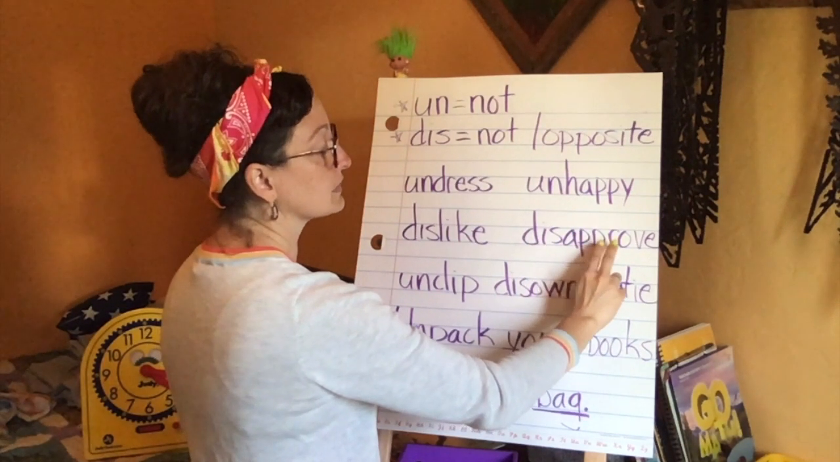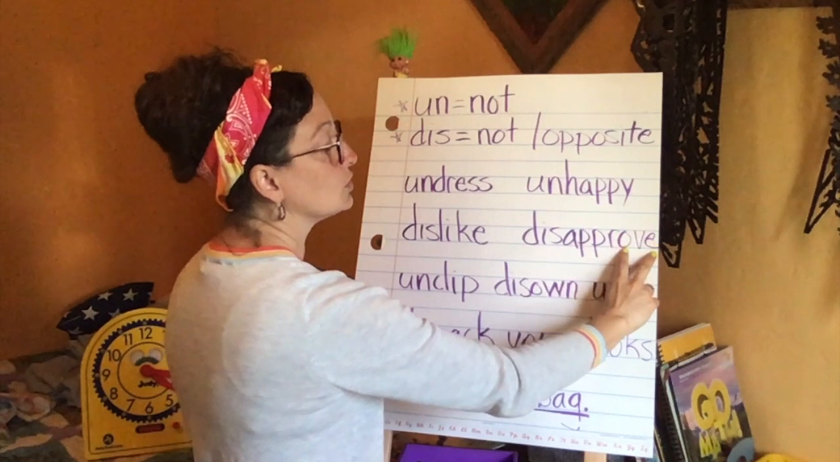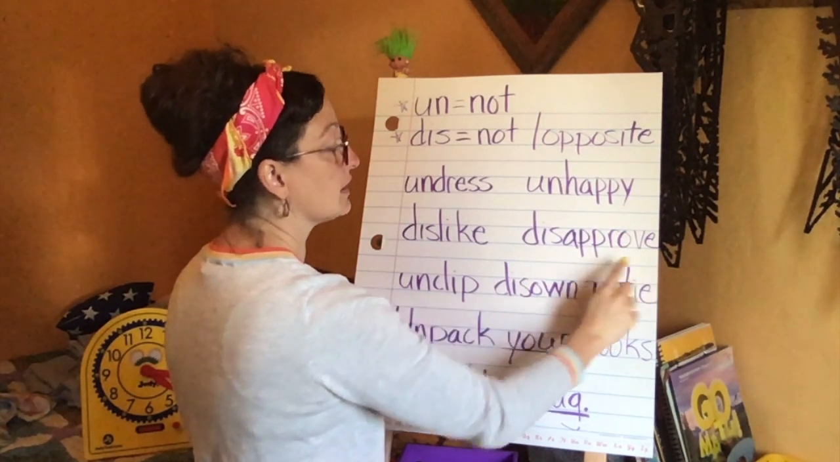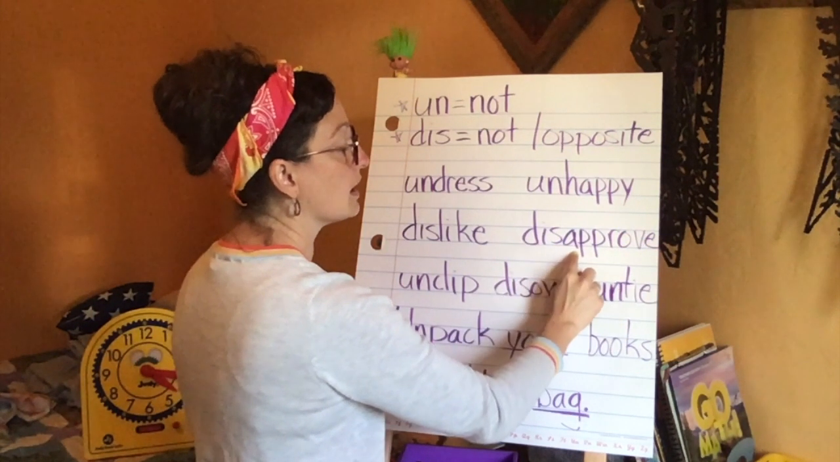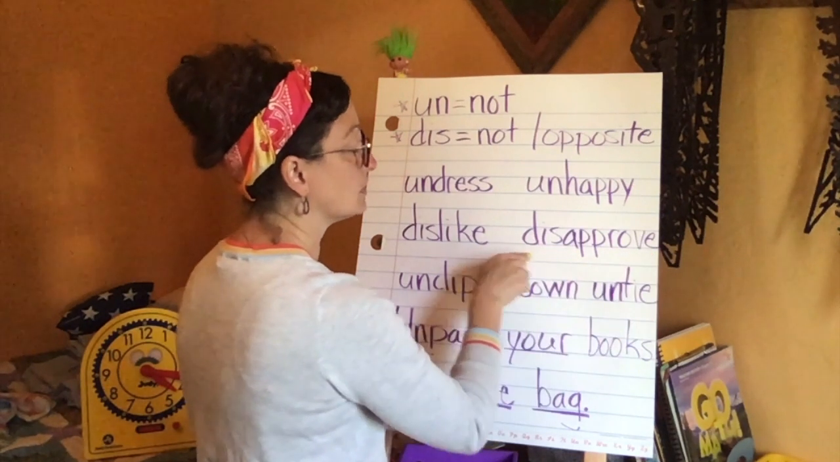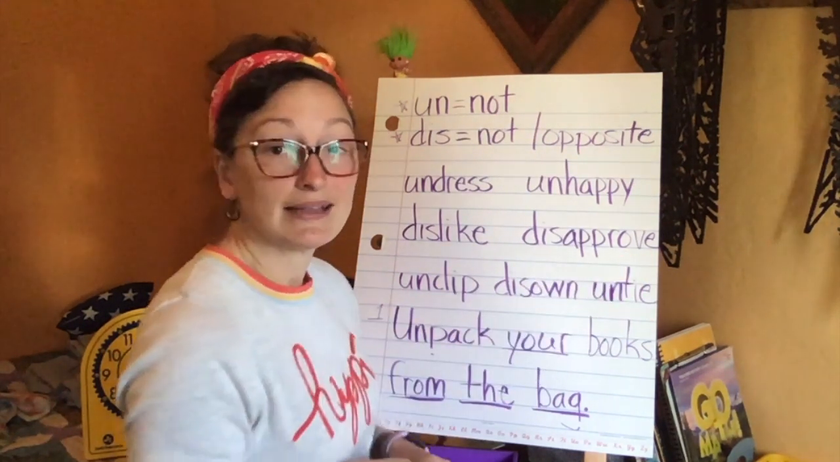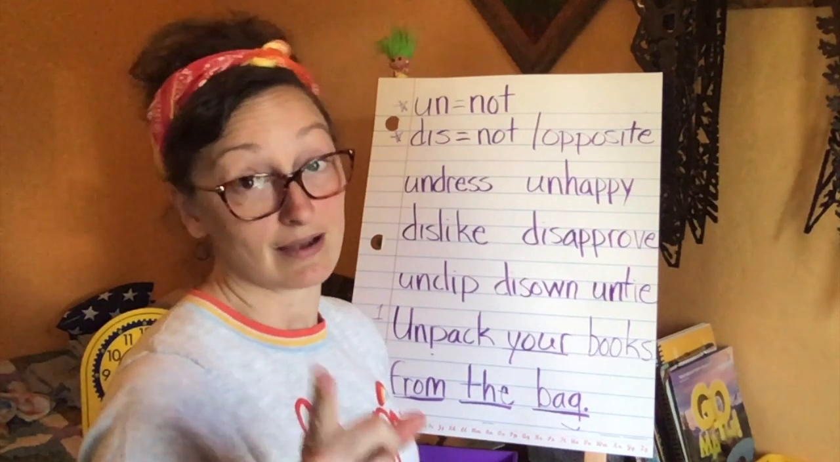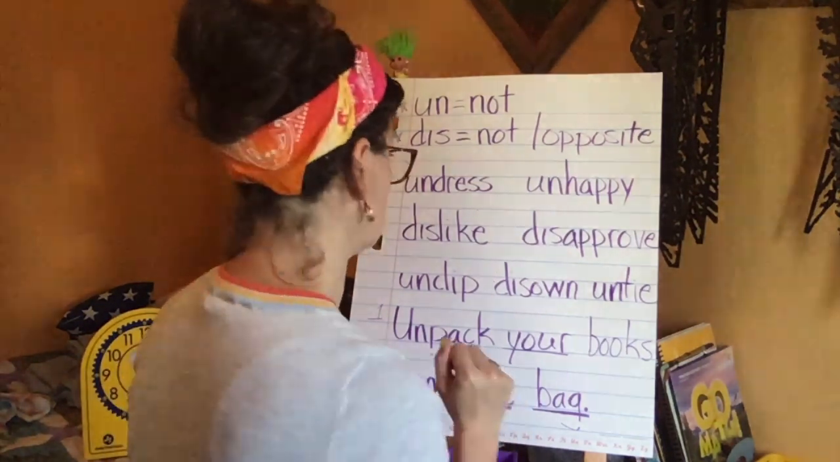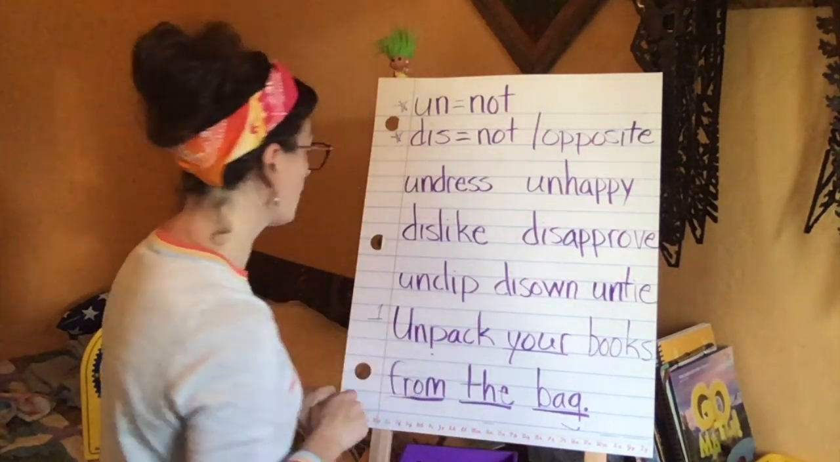We're going to put those together. Disapprove. I disapprove of you being naughty at home. I don't approve of it. I don't like it. Okay.